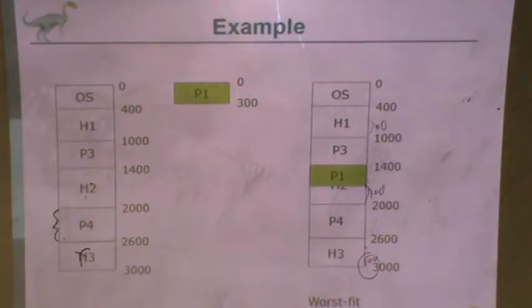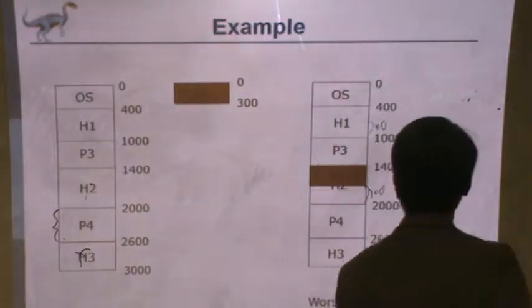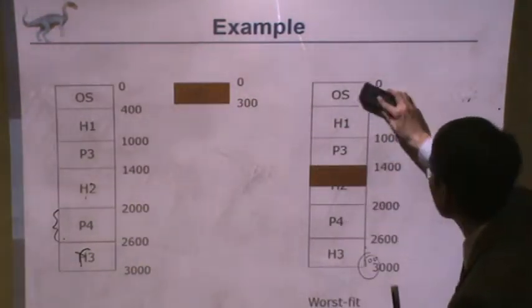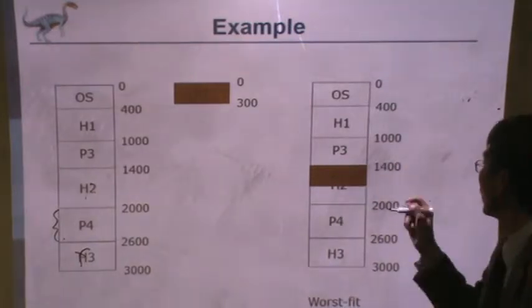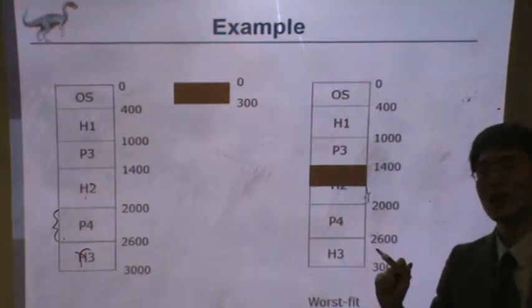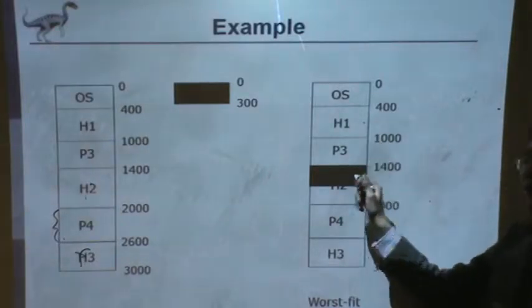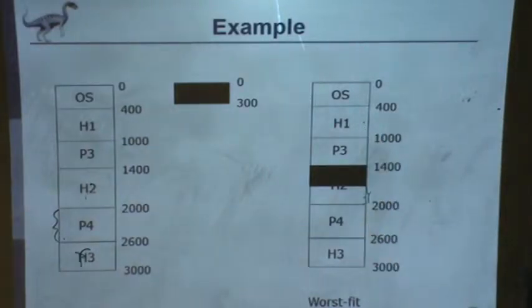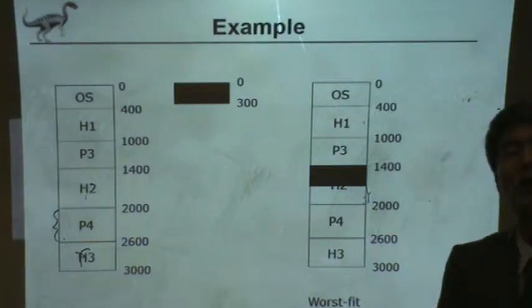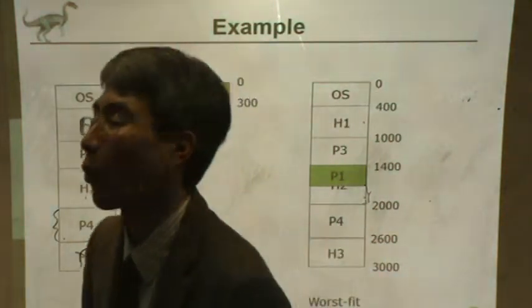And the third one is the worst fit. Worst fit means the opposite of the best fit. Why don't we allocate the biggest leftover? This one and this one are the same, so we can select either of them. However, can we say the worst fit is the worst algorithm?